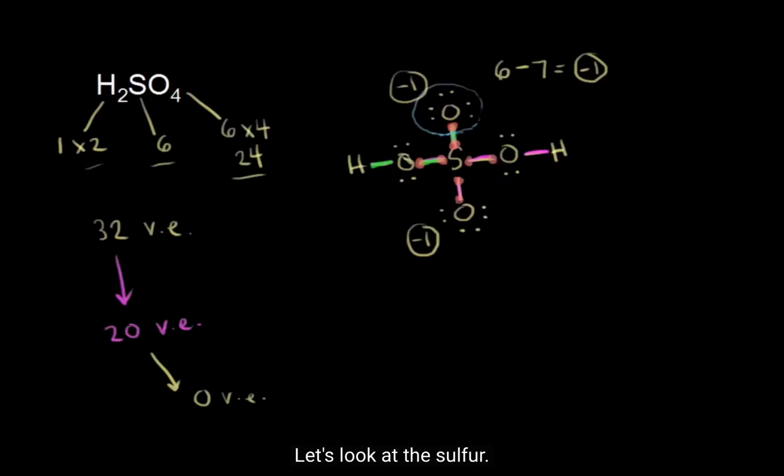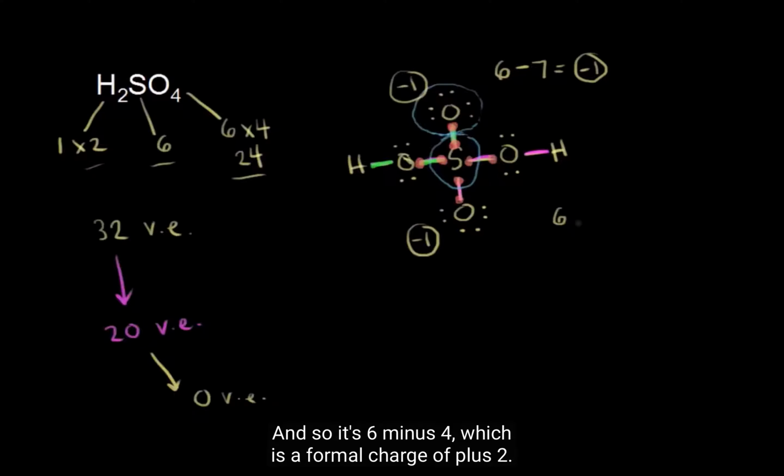Let's look at the sulfur. If we examine the sulfur here, we know sulfur's in group 6 on the periodic table, so normally 6 valence electrons for the free atom. And in this bonding situation, this one electron from oxygen goes to sulfur, and then in this bond between oxygen and sulfur, sulfur is going to get 1 electron, and so on all the way around here. So sulfur is surrounded by 4 electrons in the bonded atom here, and so it's 6 minus 4, which is a formal charge of +2.